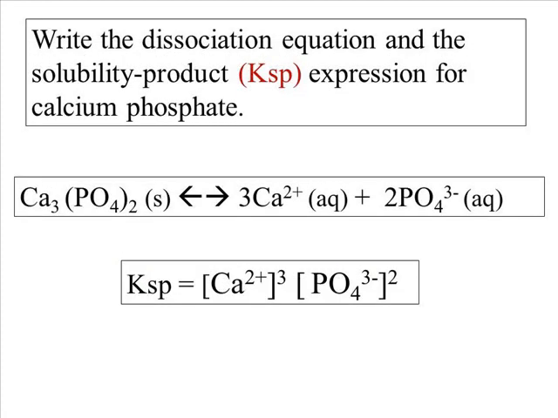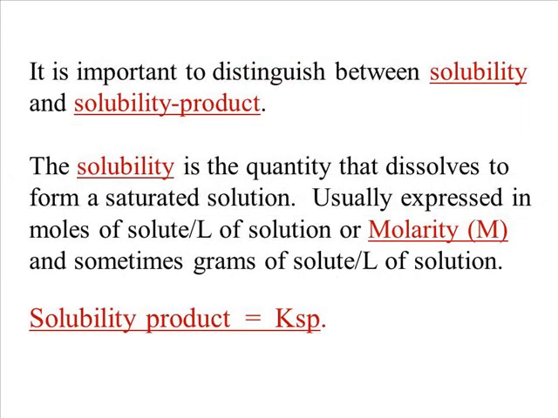Write the dissociation equation and KSP for calcium phosphate. So write the dissociation, make sure you're balancing the ions, and when you write the KSP expression, you'll need to cube and square those values. Make sure you know the difference between solubility and solubility product constant. Solubility is the molarity, the amount that dissolves per liter. Solubility product is KSP.